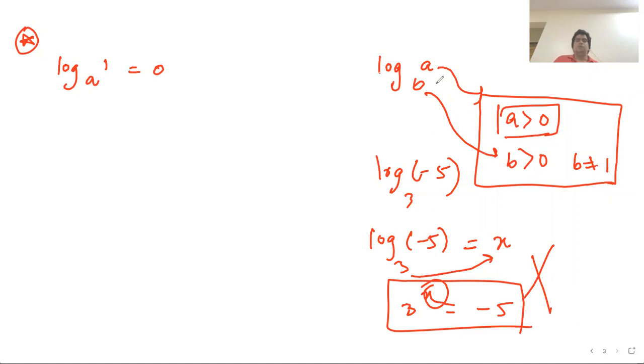So here you need to make sure that both the bases a and b are numbers, as well as that the base is positive, and b should not be 1.